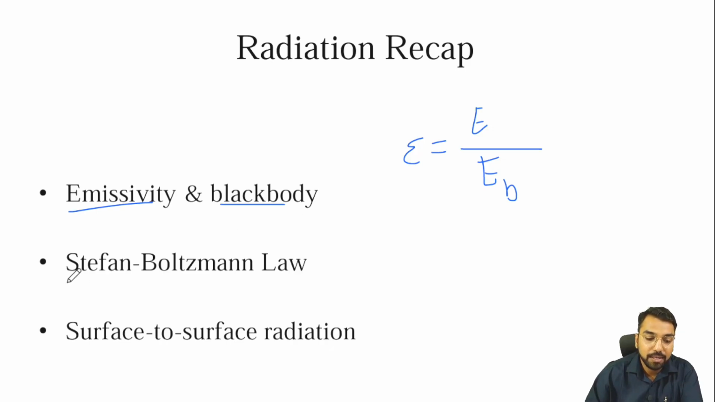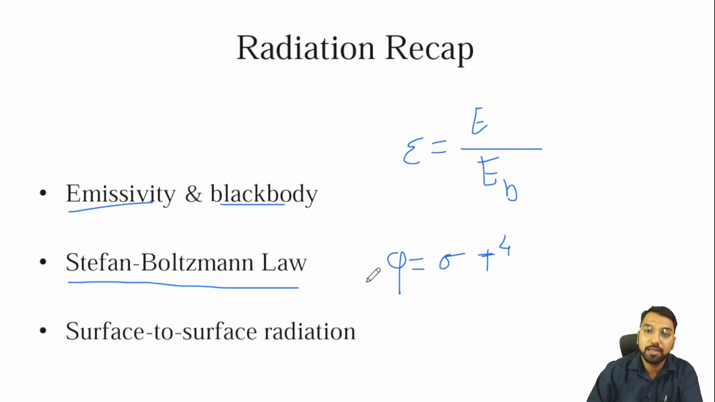For radiation, the Stefan-Boltzmann law is the governing equation, where Q is equal to sigma T raised to 4. We have seen that as the temperature increases, the heat transfer increases extremely because of this fourth power nature of temperature, and sigma is the Stefan-Boltzmann constant, equal to 5.67 into 10 raised to minus 8.